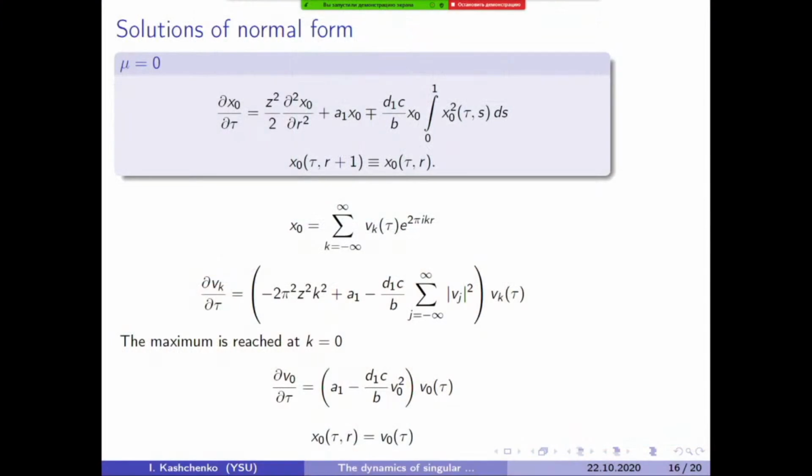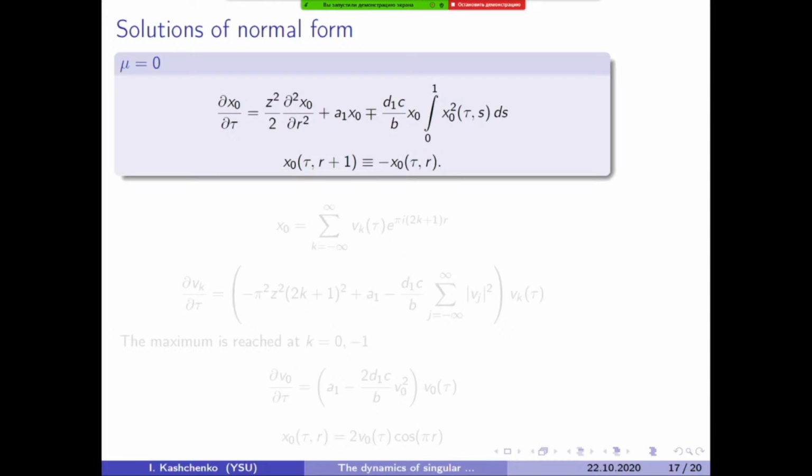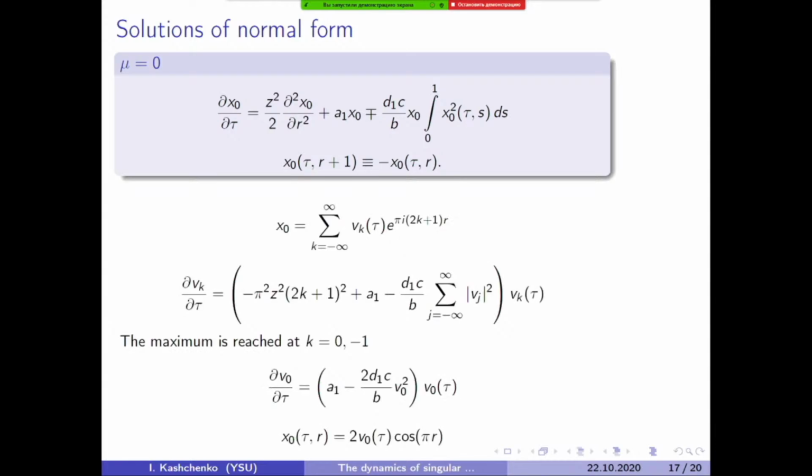So we can find a periodic or bounded solution of this integral differential equation. Okay, the same situation holds for the case with antiperiodic boundary conditions.